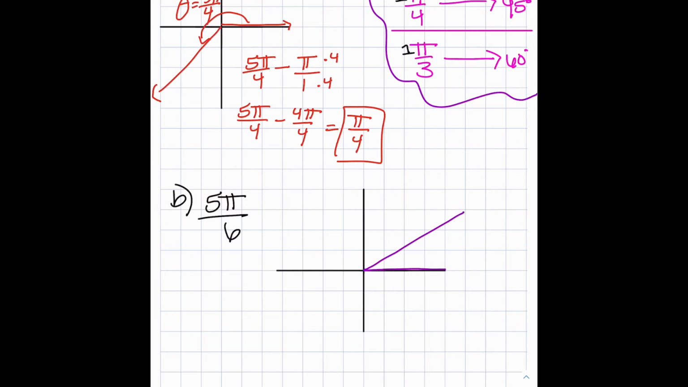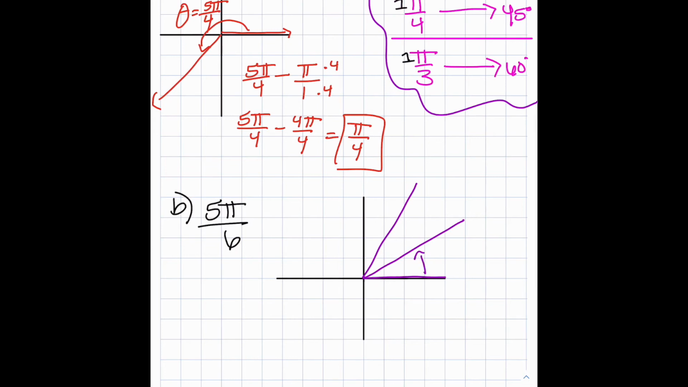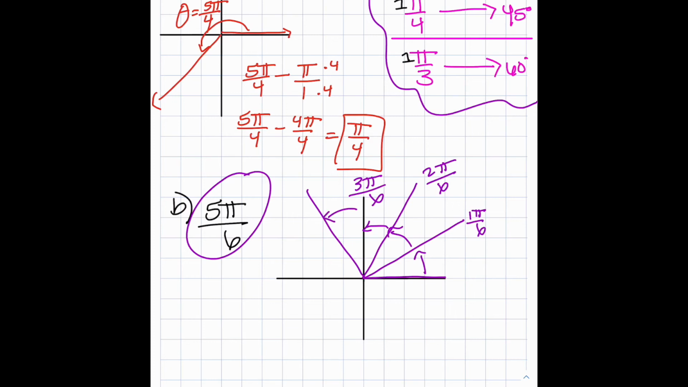So maybe I like to just draw it out at first to kind of practice. From here to here, that is 1 pi over 6. From here to here, that's 2 pi over 6. Then from here to here, that's 3 pi over 6. And then you keep going until you hit 5 pi over 6. So I'll do another 30 degrees. From here to here, that's another 30 degrees.